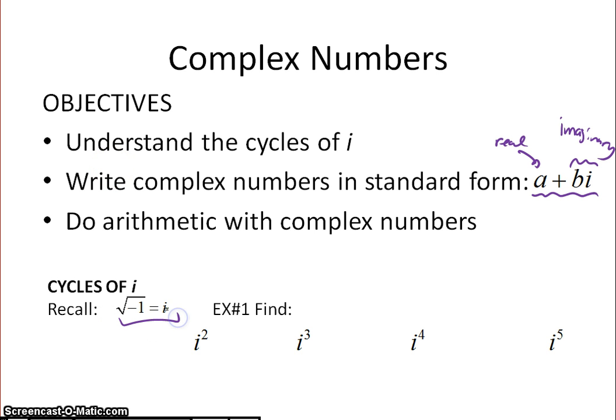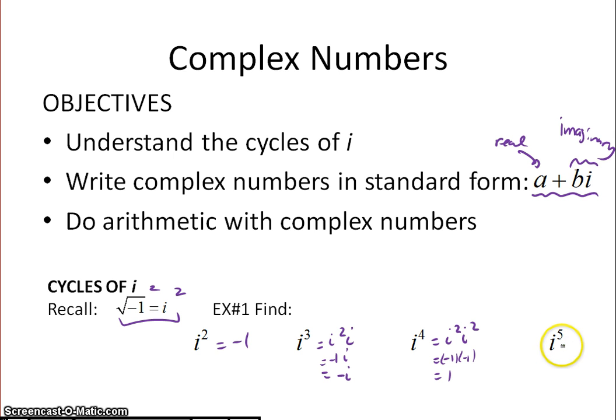So remember, i is the square root of -1. So if we take this and square both sides, the square and the square root cancel, so -1 is i squared. So i cubed, which is i squared times i, is -1 times i, so i cubed is equivalent to minus i. Okay, i to the fourth, that's i squared times i squared. When you add your exponents, i squared is -1, so i to the fourth is -1 times -1, which is +1.